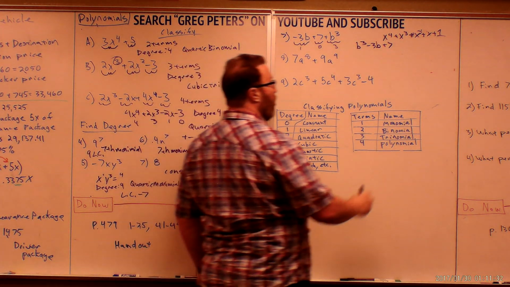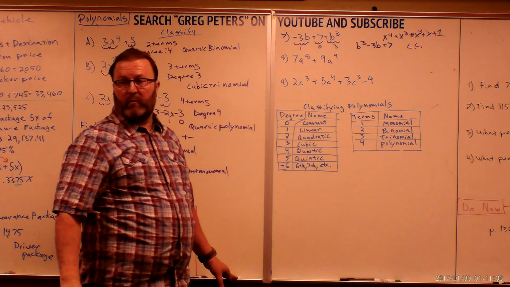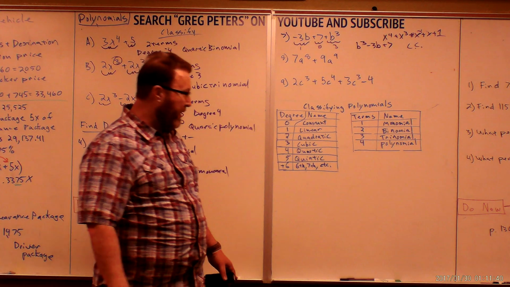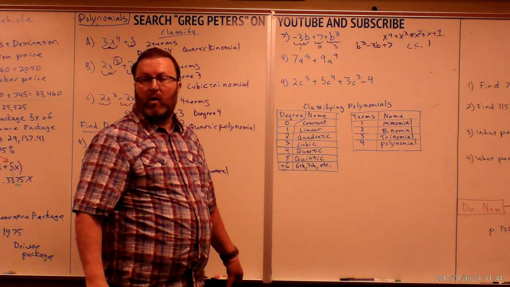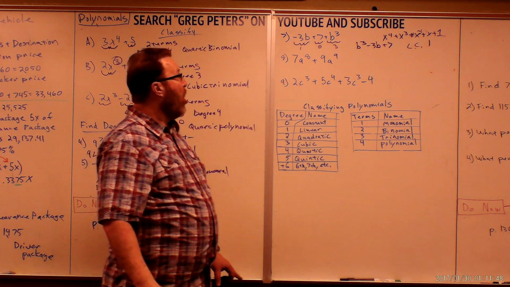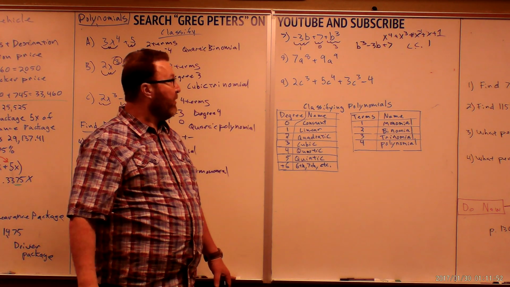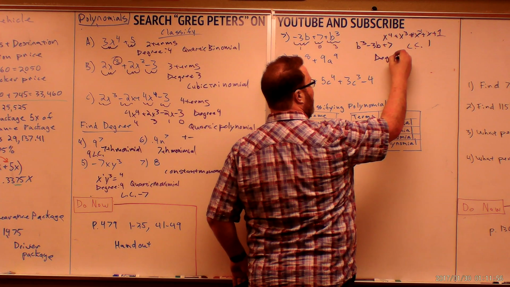So what's my leading coefficient here? We can't see it. What's my leading coefficient here? 1. Because there's what in front of the variable that we can't see? 1. What if this were negative b? Negative 1. Very good. Okay, what's our highest degree? Yes, 3. So our degree is 3.